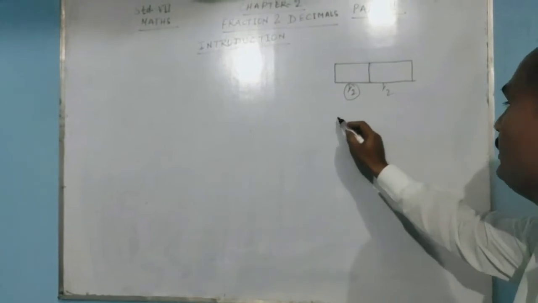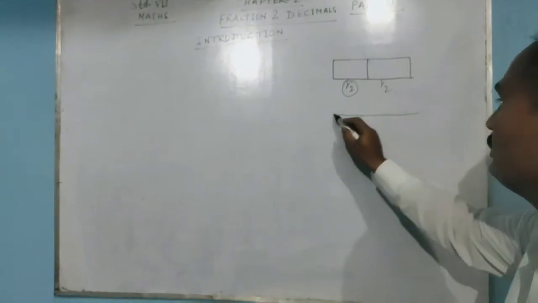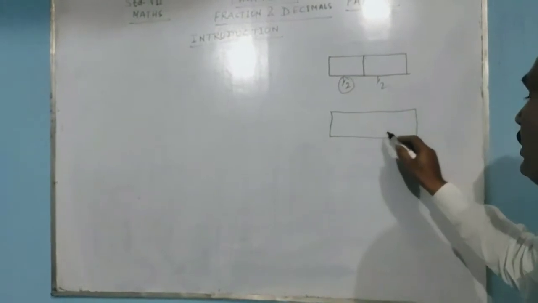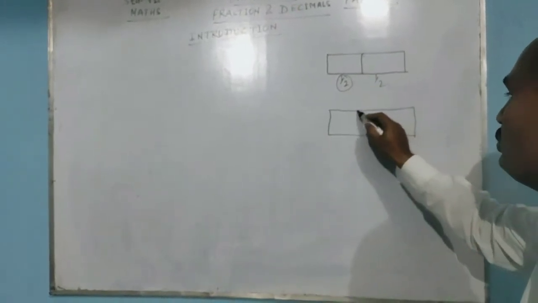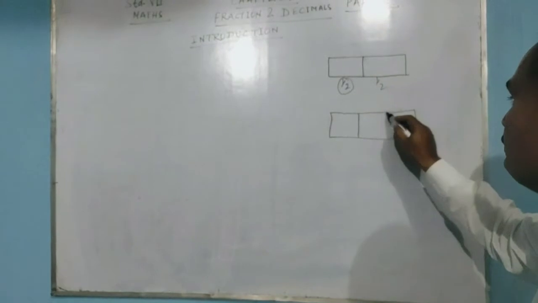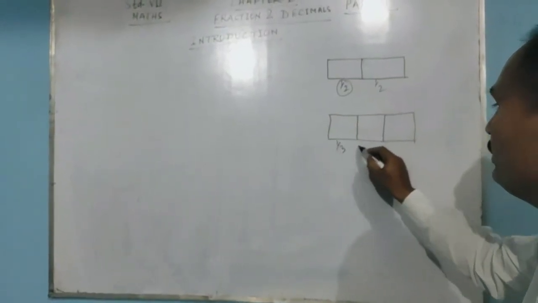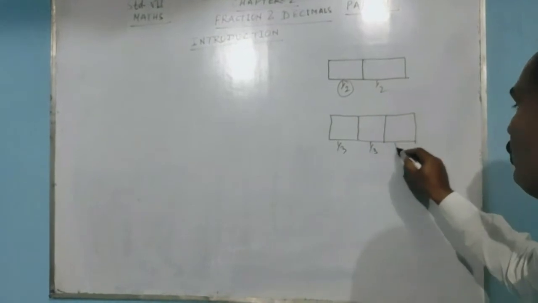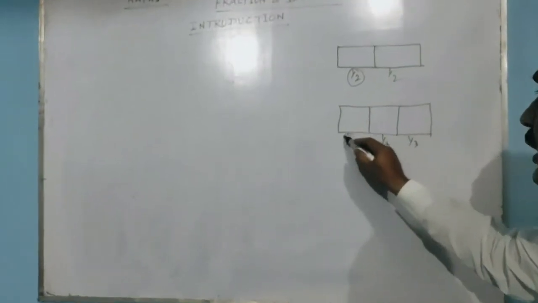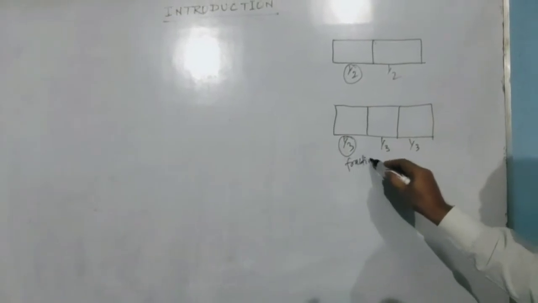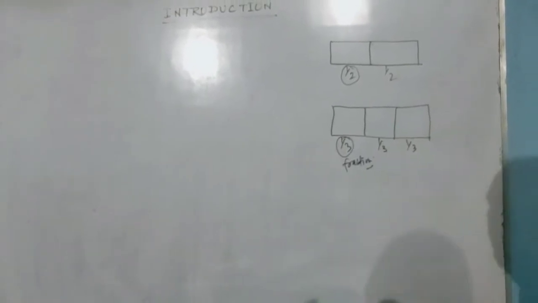Next example is, this is a rectangle. I want to divide it into 3 equal parts. We can write it 1 by 3, 1 by 3, 1 by 3. Each part is called a fraction. Okay, understood?